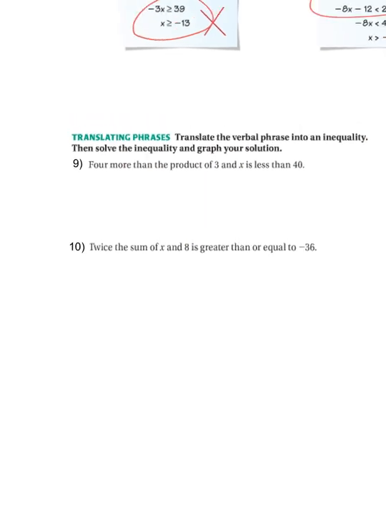These ones at the bottom that say translate the verbal phrase, if you're having a little trouble with those, it tells you in words here what the problem should say. 4 more than the product of 3 and x is less than 40. All of these things are things we've seen before, that you've probably seen in the past, but now it's a little review of these.